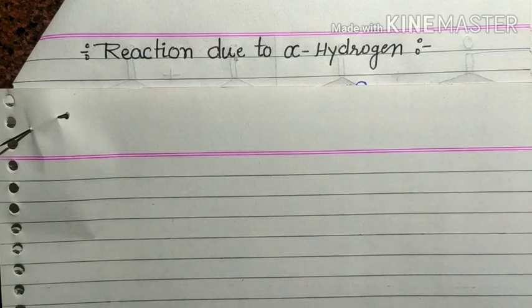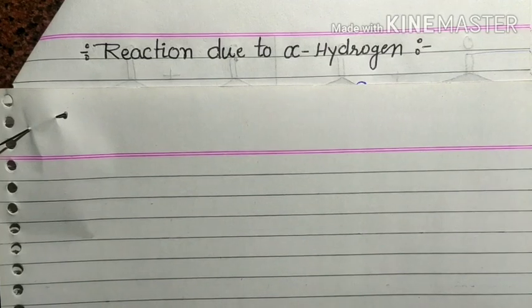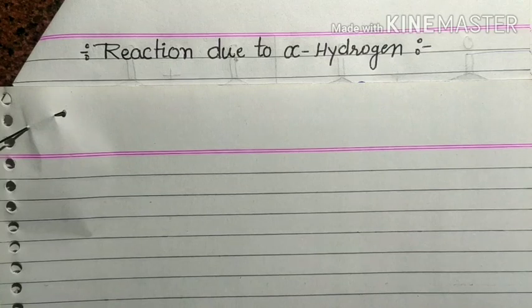Completing the nucleophilic addition reaction, reduction and oxidation of aldehyde and ketone, we now move to some important name reactions and the different kinds of reactions shown by aldehyde and ketone. Today's heading is reaction due to alpha hydrogen. That means reactions due to alpha hydrogen shown by aldehyde and ketone.